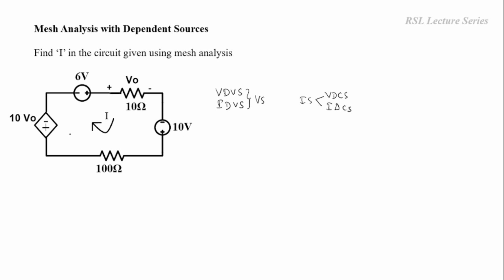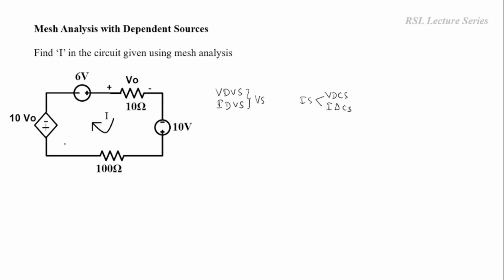Here we have a voltage dependent voltage source. This is 10 V0. This is the voltage source, and it depends on the V0 value. V0 is nothing but the voltage drop across this particular 10 ohm resistor. Now we have to find the value of current flowing through this mesh.